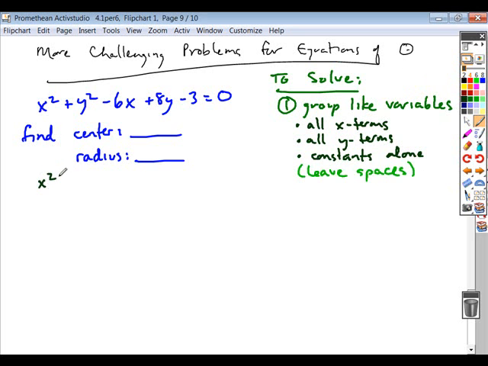To group our x terms, we have our x squared and our minus 6x. So we group the x's together. We're going to leave a space, and then we're going to group our y terms together. We're going to leave a space. Then we're going to move our constants over to the other side. You don't have to draw in that space if you don't want to. I'm just drawing it in to exaggerate, to leave a space there.